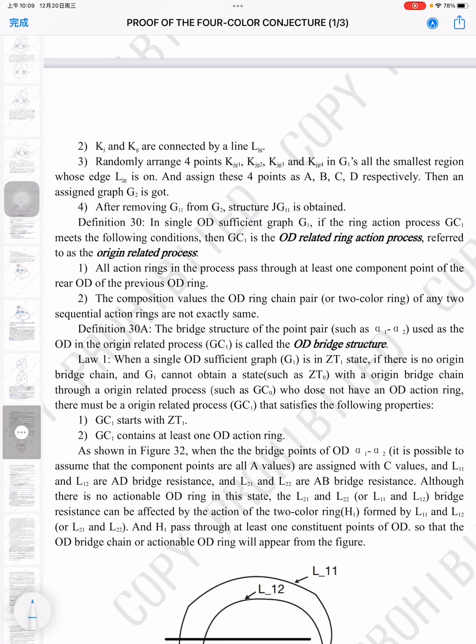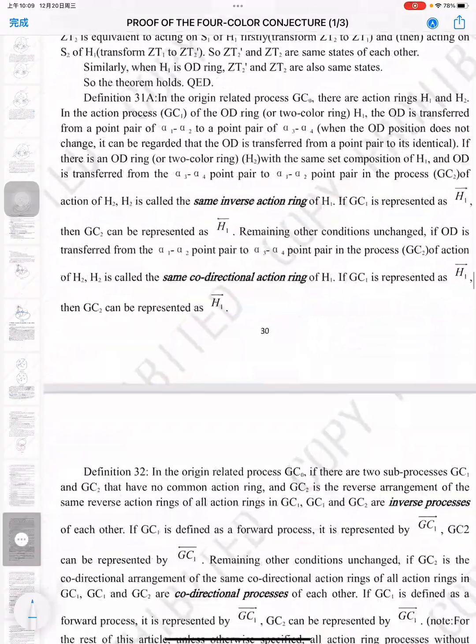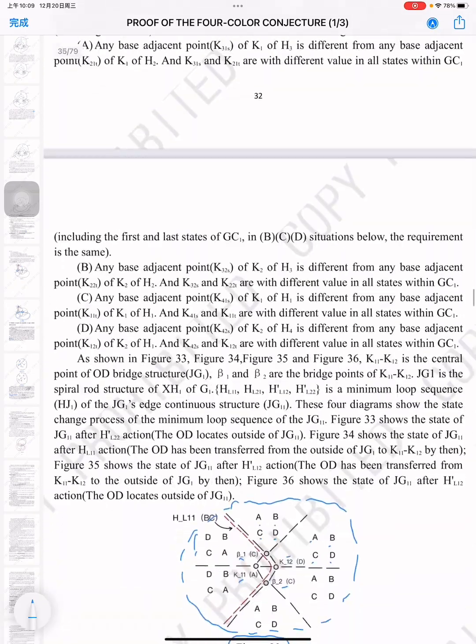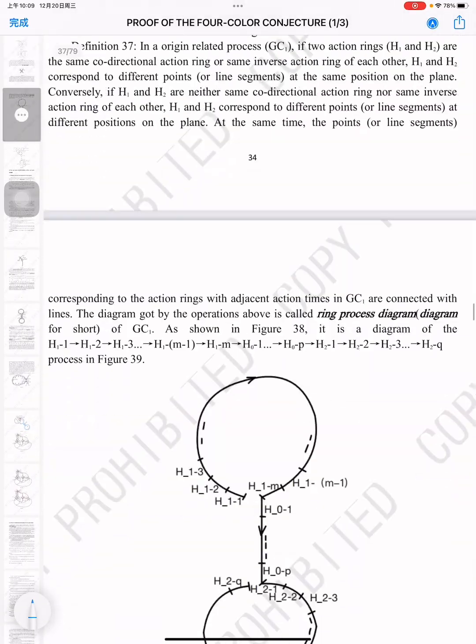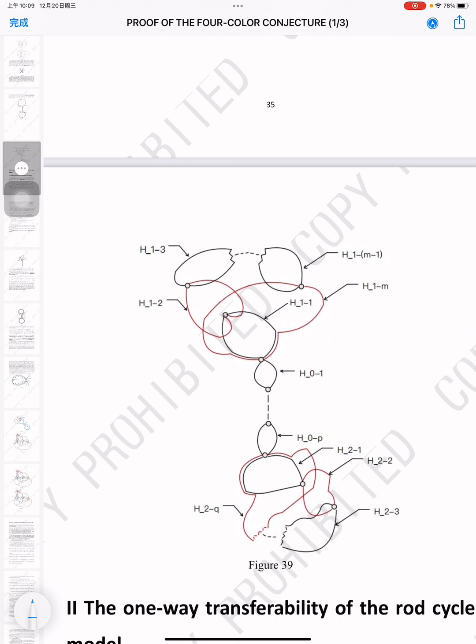So for the origin-related process, we can see an example here. This is a diagram of an origin-related process. Let's assume that we start here by acting the OD ring H0-1. After the H0-1 acts, the next ring is here, maybe H1-1.